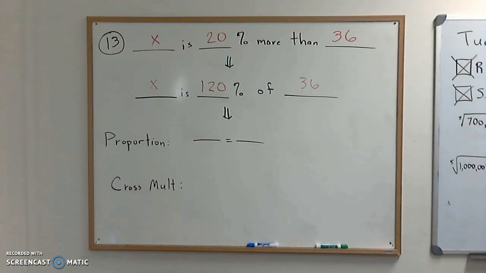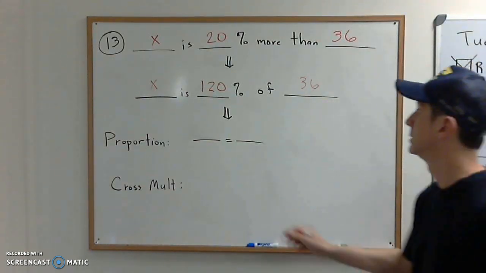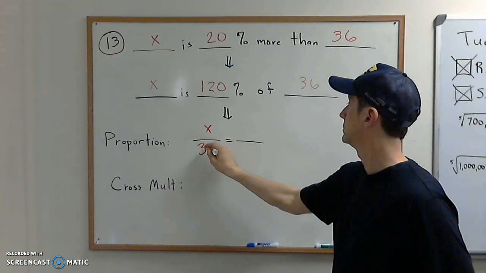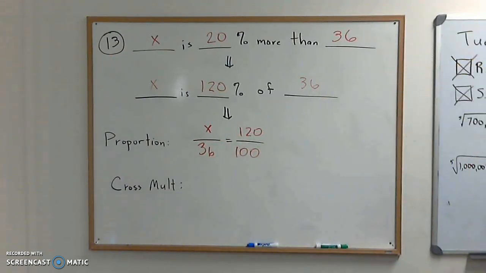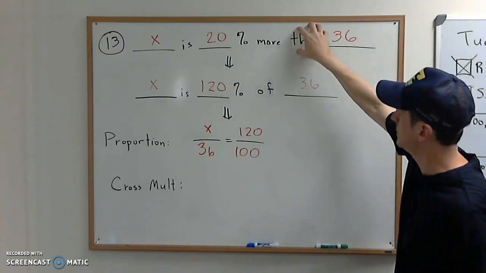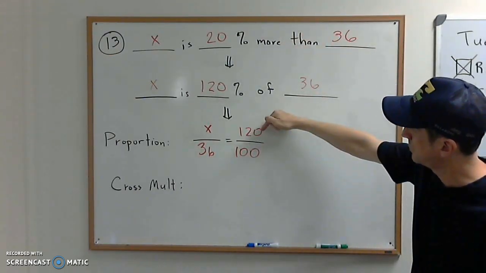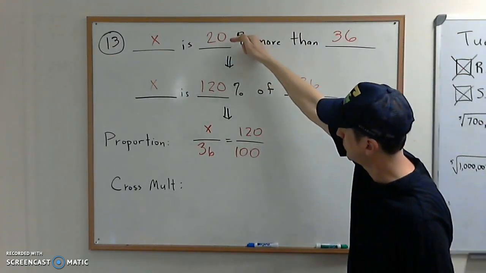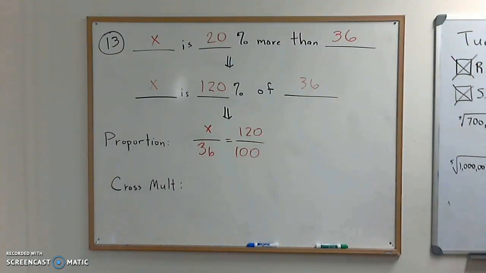Now we have our basic formulation, so we can set these numbers directly into the proportion. Is over of equals percent over 100. Now we're ready to cross multiply and solve. Notice that if I had tried to plug these numbers into this proportion, it would be wrong because this number is supposed to be 120, not 20. So the difference between the more or less than and the of is significant.